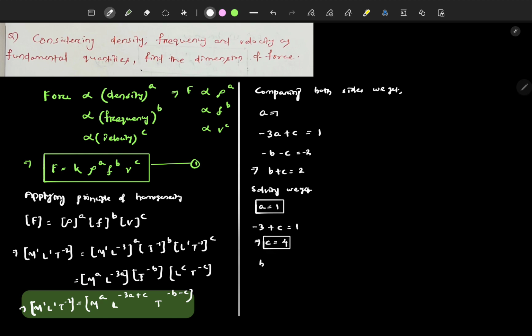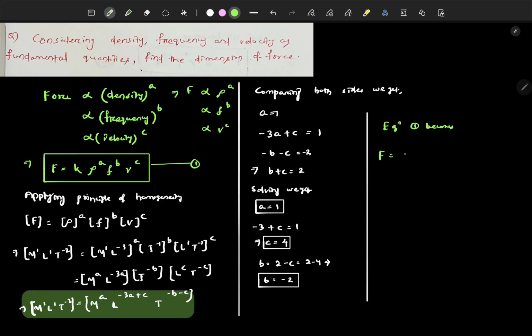c का वैल्यू 4 means b का वैल्यू कितना हो जाएगा? 2 minus c, 2 minus 4, which implies b is equal to minus 2. b का वैल्यू minus 2 पता चल गया. सो अभी इक्वेशन 1 लिखेंगे हम लोग अभी. सो इक्वेशन 1 बिकम्स, ये कितना होगा अभी देखो.